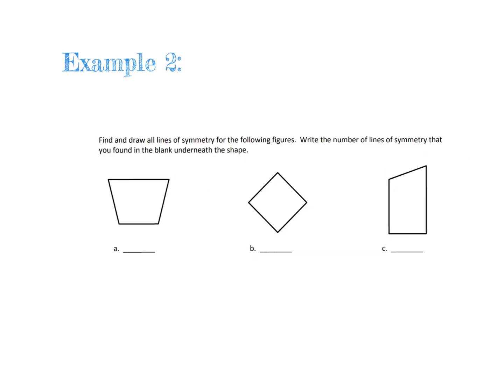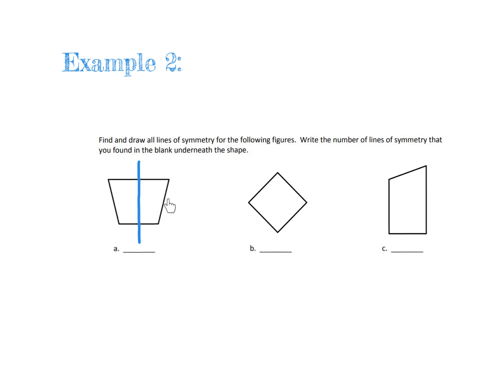Example 2. Find and draw all lines of symmetry for the following figures. Write the number of lines of symmetry that you found on the blank underneath the shape. Let's start with A. I can see that if we draw a line right down the middle, if folded in half, these two corners would match up, and these two corners would match up.